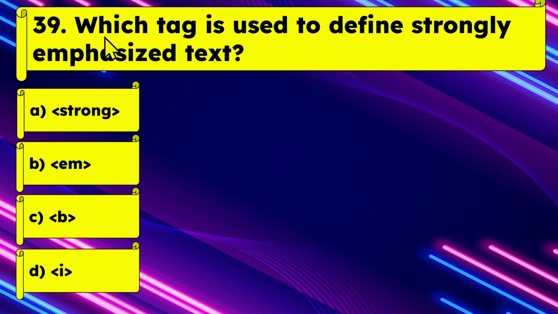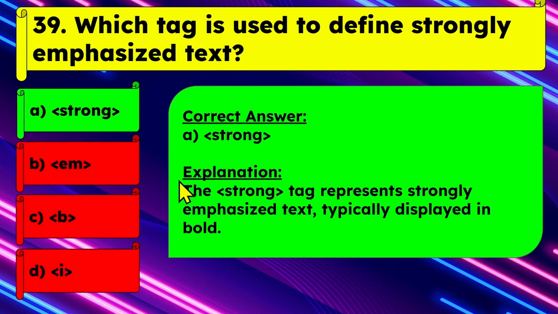Our next question is, which tag is used to define strongly emphasized text? Option A strong tag, option B EM tag, option C B tag, or option D I tag. So here the correct answer is option A. As you can see, the strong tag represents strongly emphasized text typically displayed in the bold.